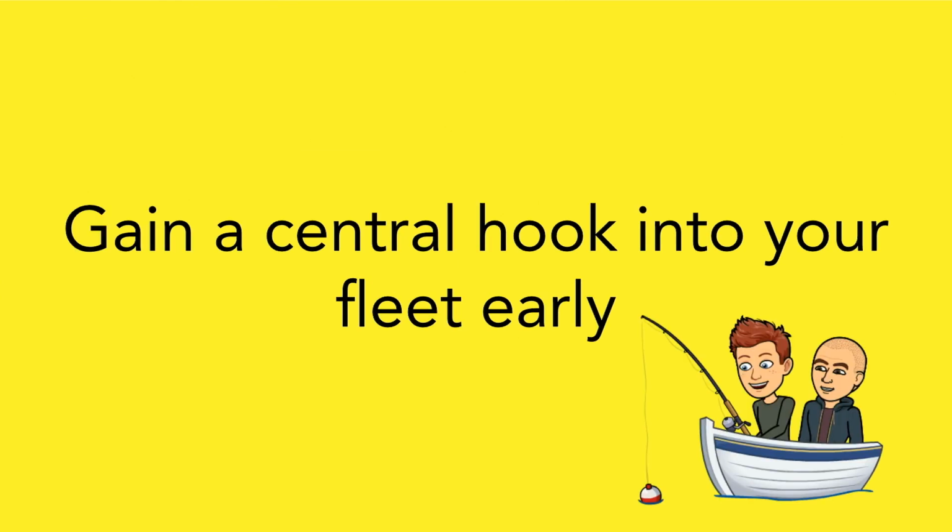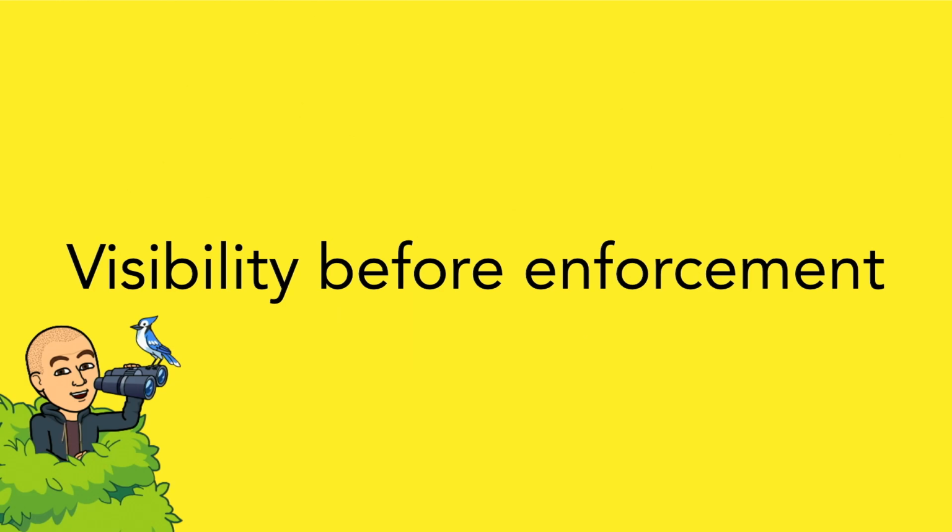The next one was that gaining a central hook into the fleet early was incredibly valuable because it began to stop the bleeding of inventorying. We were able to go back, and we now had a finite number of things to inventory, and this allowed us to just see what it is that we have running.